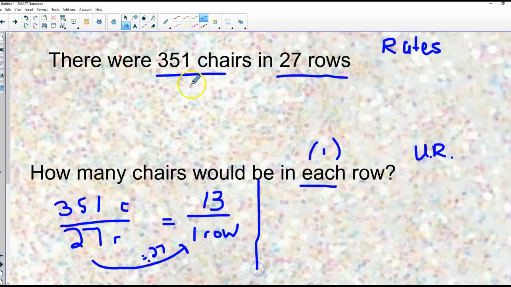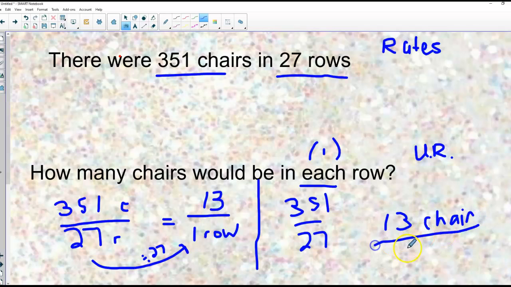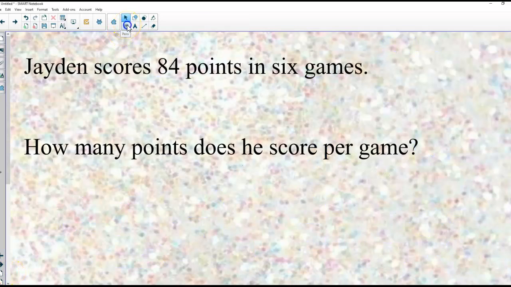That's one way to do it, or just divide 351 divided by 27, and I will get 13 chairs per row, or in each row, right, for 1 row. However you like to write it, with the colon, with the division sign, if you want to put the word to, any of those. But we've figured out how much it is for 1 using division. Okay, let's look at one more like this.